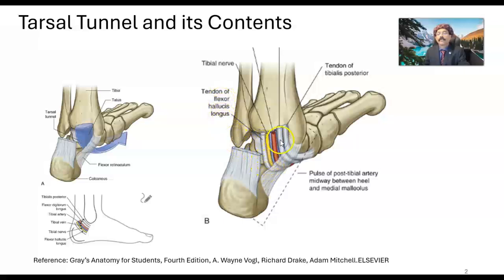So these are the contents that pass underneath this retinaculum, a fibrous band connecting the medial malleolus to the calcaneus. This is called the flexor retinaculum of the foot. So for any reason, if this nerve is compressed, then we get tarsal tunnel syndrome. Okay, like this. And the artery is the posterior tibial artery. The nerve is the tibial nerve.